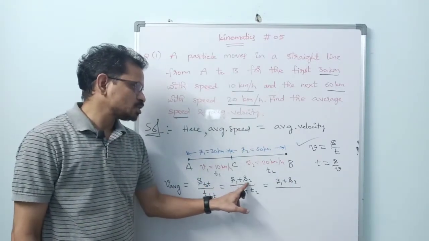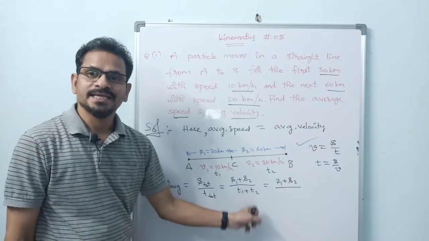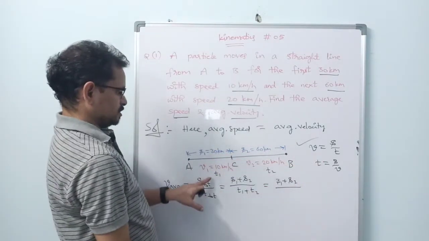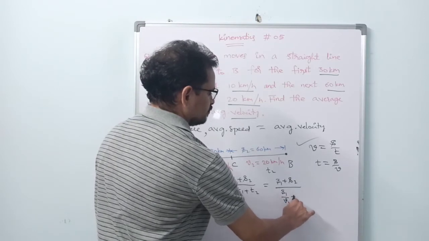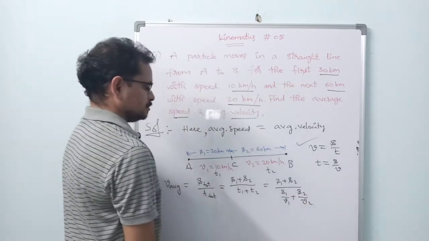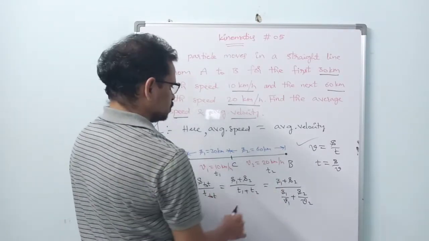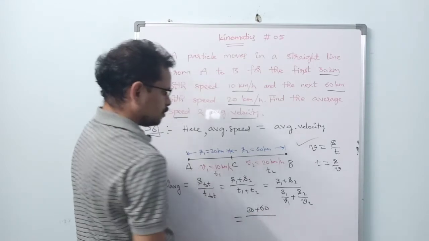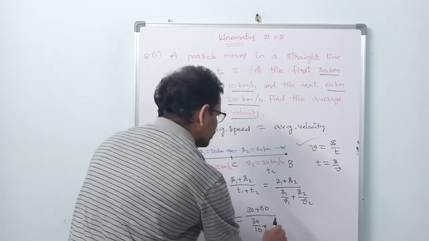See here, S1 and S2 are known quantities, no? Let us keep them. Do you know T1 and T2? We don't know. Let us change them in terms of known quantities. So from that one, T equal to S by V. So T1 equal to S1 by V1 plus T2 equal to S2 by V2. So this is equal to S1 plus S2, 30 plus 60, by what is S1 by V1? 30 by 10 plus S2 by V2?